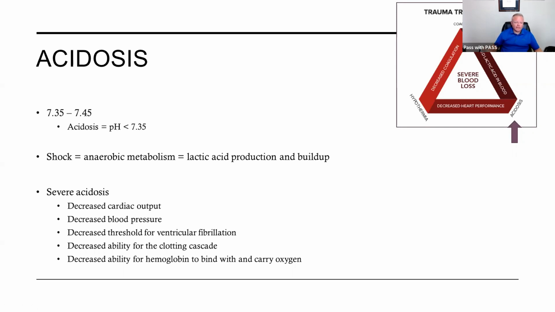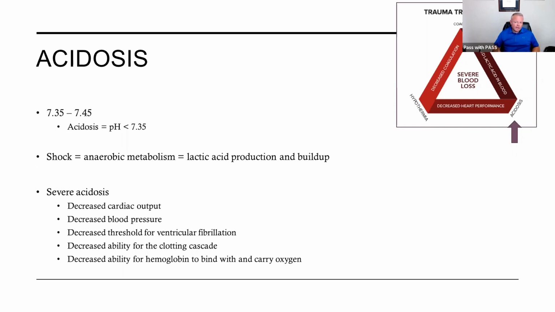So it's going to cause a decreased cardiac output, which we know is going to have a resultant decrease in blood pressure. It decreases the threshold for ventricular fibrillation. It causes an inability of the body to have that clotting cascade. And when we don't have all of these things, we don't have enough circulating blood volume going around. So now we don't have the ability for oxygen to bind with hemoglobin. So they're also becoming hypoxic and they are not getting the appropriate oxygen to the various tissues.